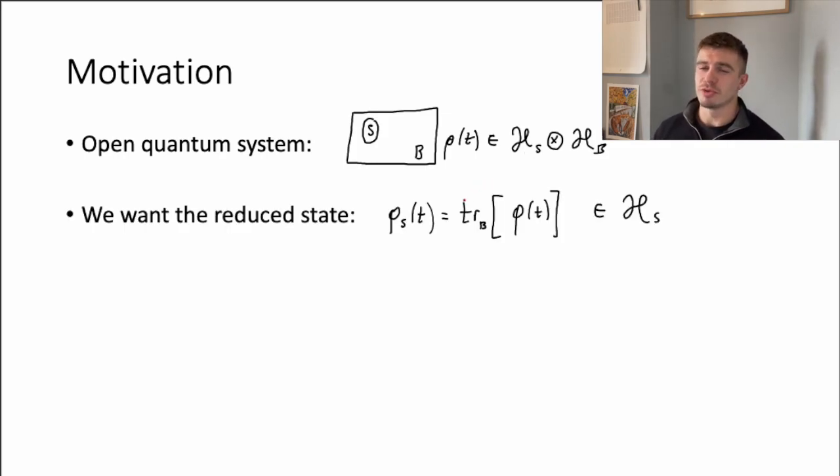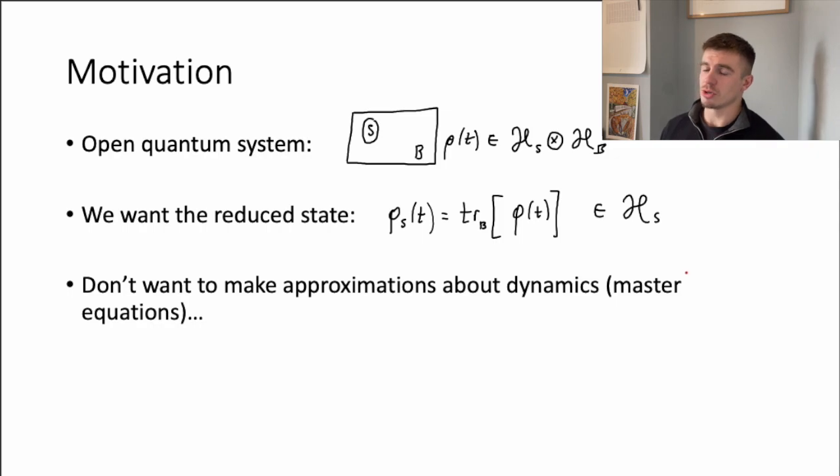And what we want is the reduced state of the system. So we're typically not going to care what the bath is doing, we only care about the system. And the way that we can do this is by taking the composite system state and taking the partial trace over the bath degrees of freedom. And then this reduced system state is going to live inside the Hilbert space of the system.